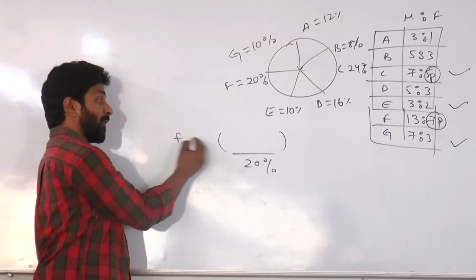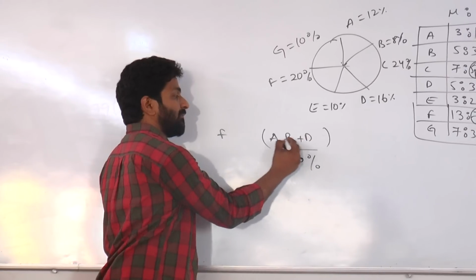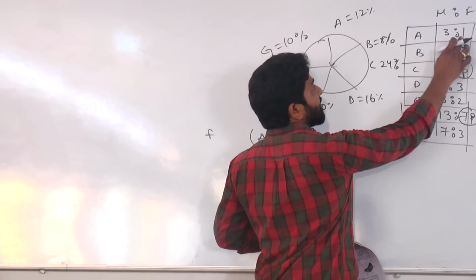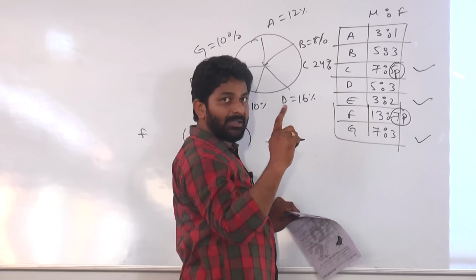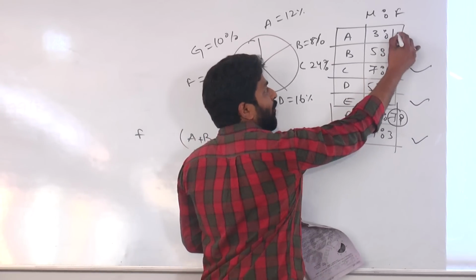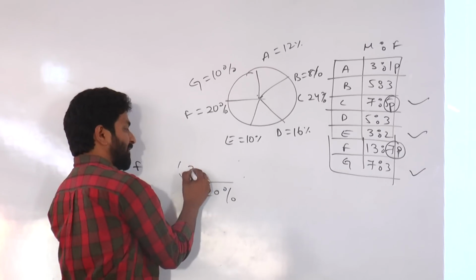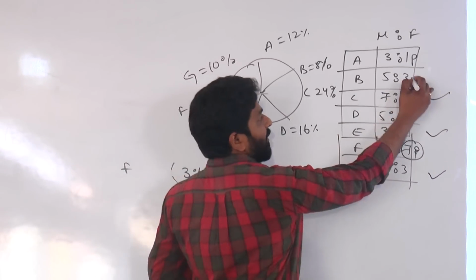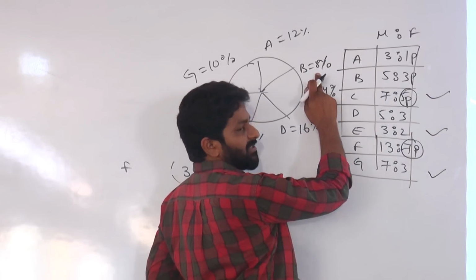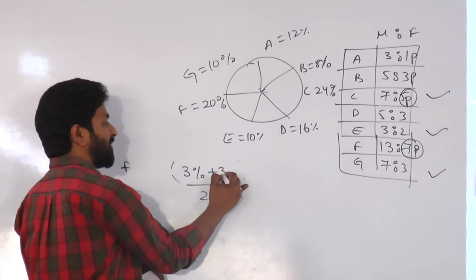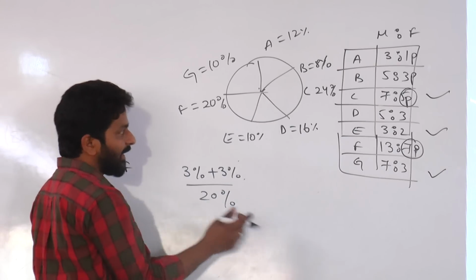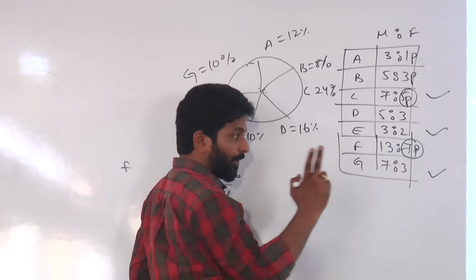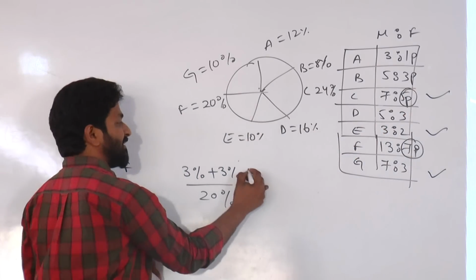Female from A, B, D. You need to calculate only female. A: 4 parts, 12%, so 1 part is 3%. Female, 1 part, that will be 3%. Plus B: total you have 8 parts, 8%, female 3 parts, 3%. And then D: 8 parts, 16%, 1 part 2%, female 3 parts, that will be 6%.